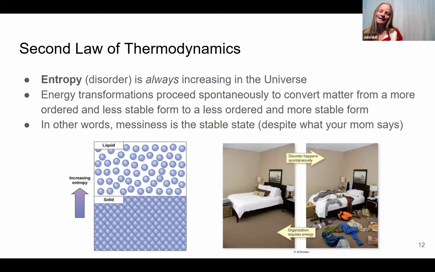It's lived in, right? And the natural state of your room is to get messier over time, unless you put in energy to tidy things up, right? So it takes energy to make your bed. It takes energy to pick up your laundry and fold it up and put it away. So without that energy input, it's just going to get messier and more and more disorder, and that's what entropy is.